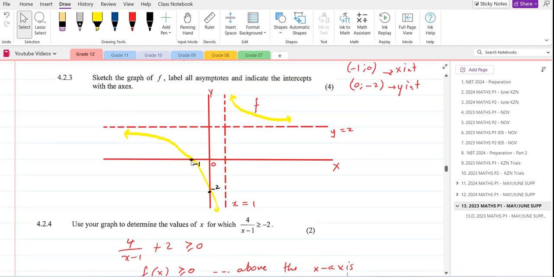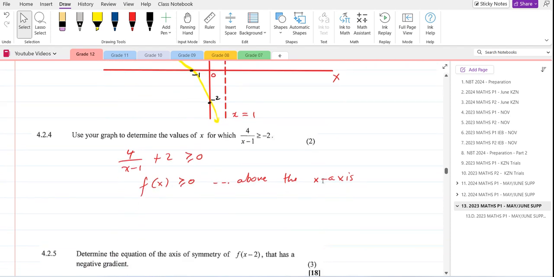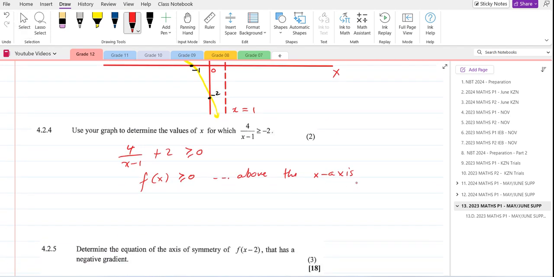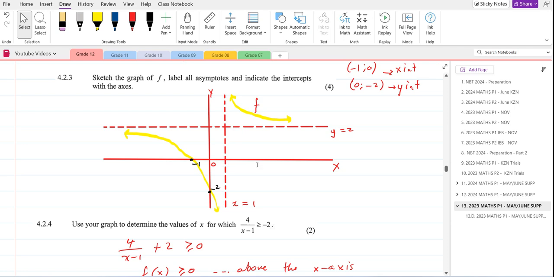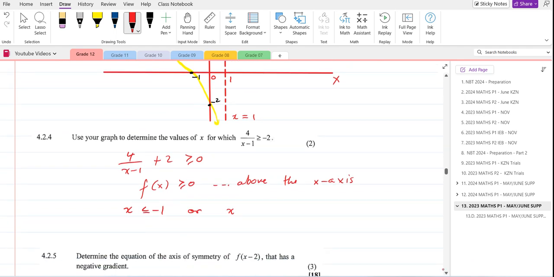For x value less than or equal to -1, alright. So x can be less than or equal to -1, or x is, when is it above? After 1. See, this value is 1, after the asymptote. You can't include the asymptote. So or x is greater than 1. I hope you guys understood that. Moving on to the next problem.